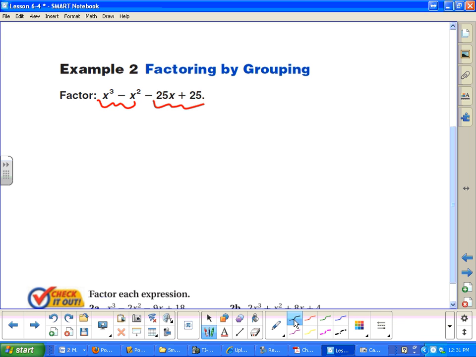So what do these 2 have in common? x squared. So I take x squared out, and I have x minus 1. Okay. What do these 2 have in common? Okay, they both have a 25, right?